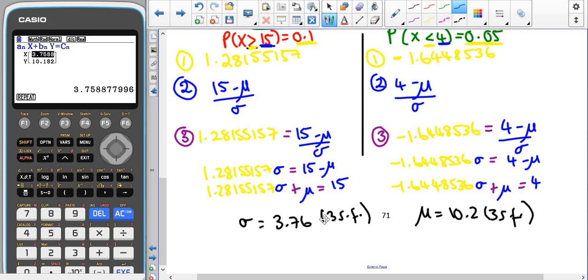And the section that we're going to come on to next, which is having a look at the properties of the normal distribution, will help you to get used to the fact that that wouldn't happen.